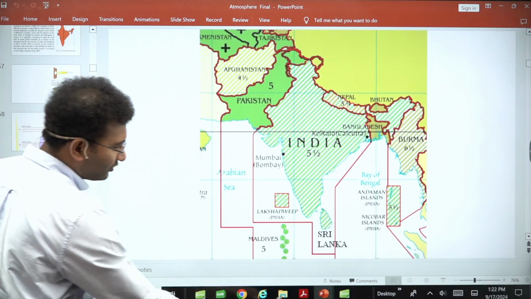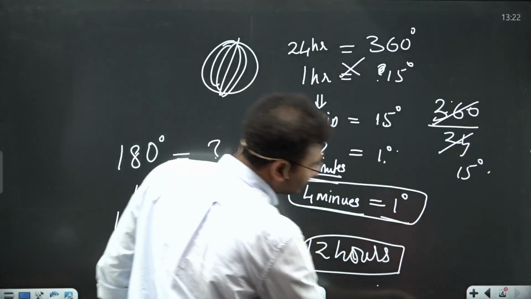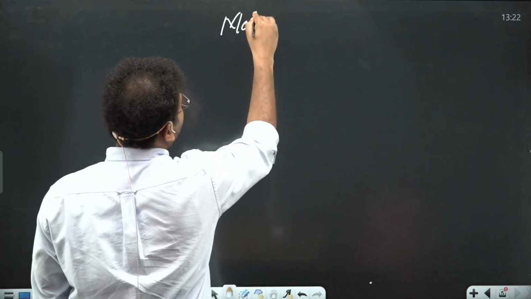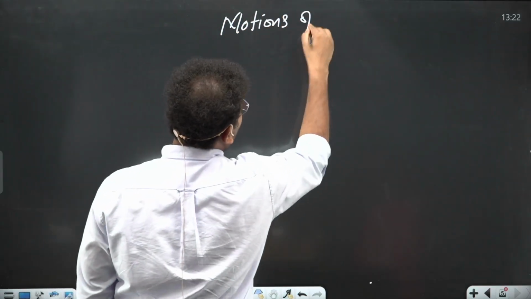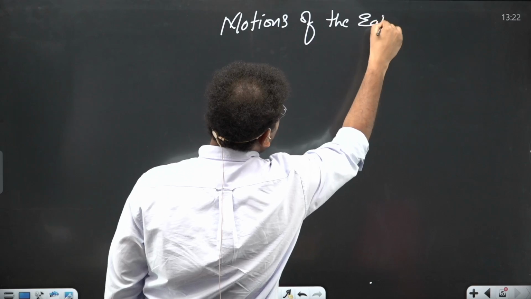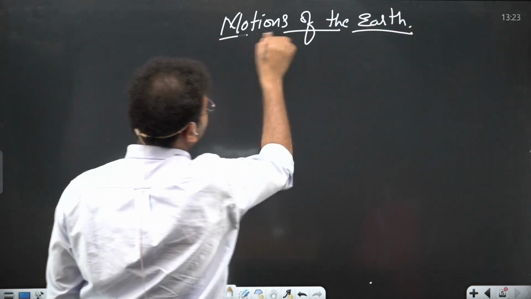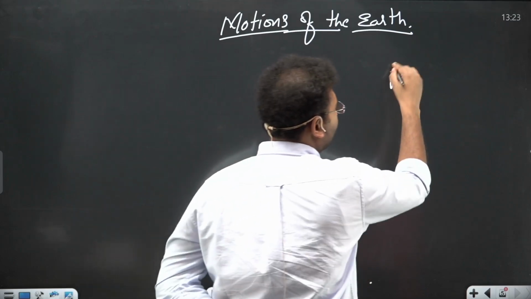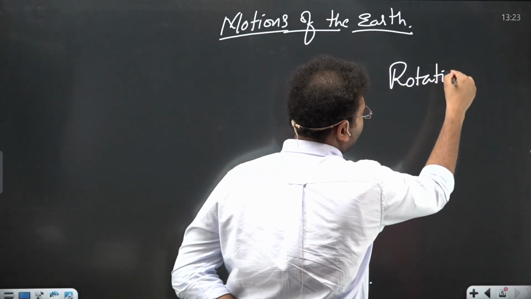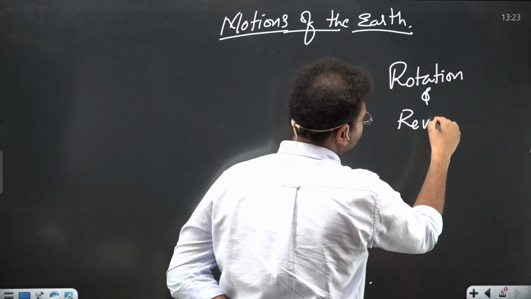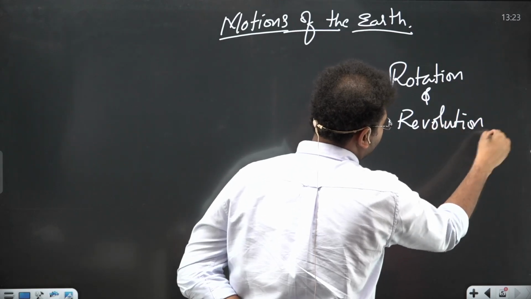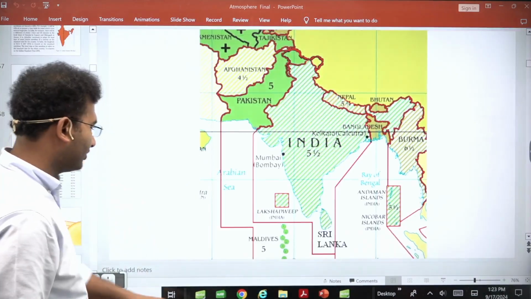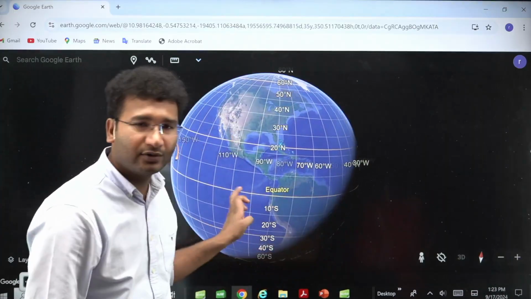Now, the next concept that we need to learn here is the motions of the earth. Look at this, motions of the earth. Now, on the motions of the earth, we'll be studying about rotation and revolution. Rotation means the earth goes around itself, it makes one full rotation.